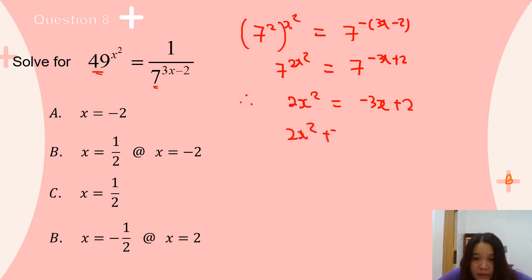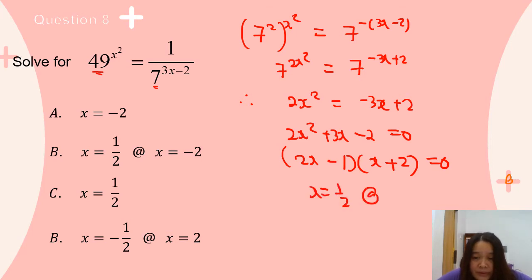You form a quadratic here and we try to factorize. So we have the 2x, x, 2, 1, so plus minus. So x equal to 1 over 2, x equal to minus 2. So basically for indices, we will accept both the answers. So the answer should be B.